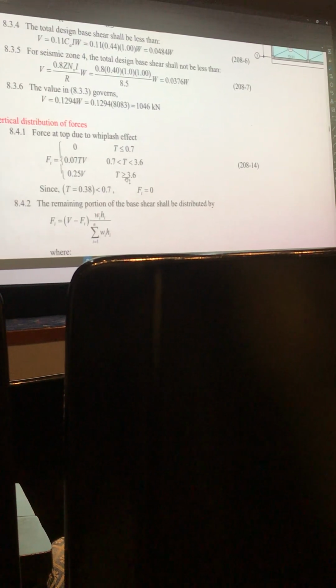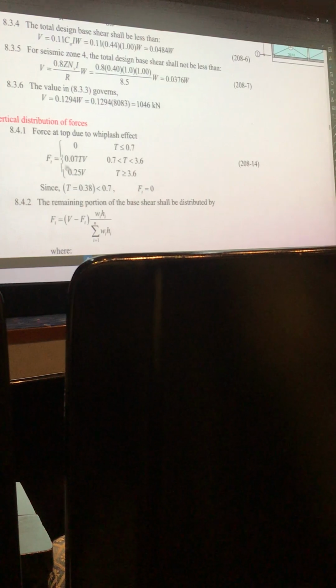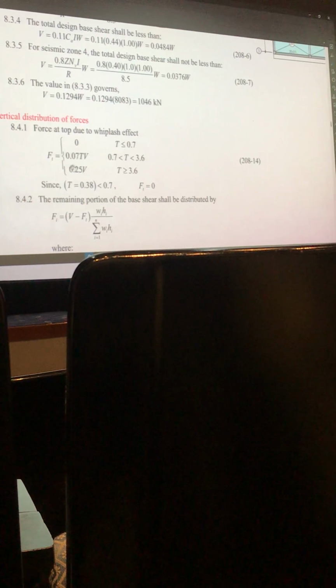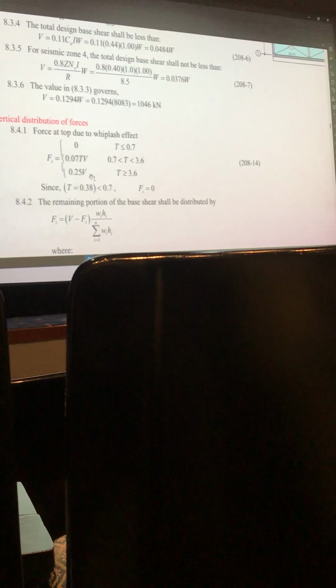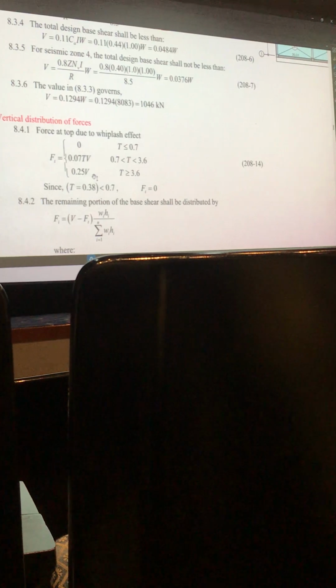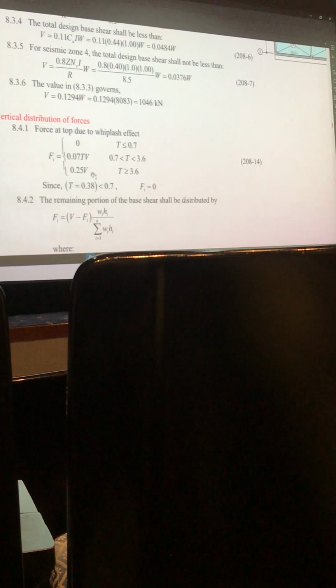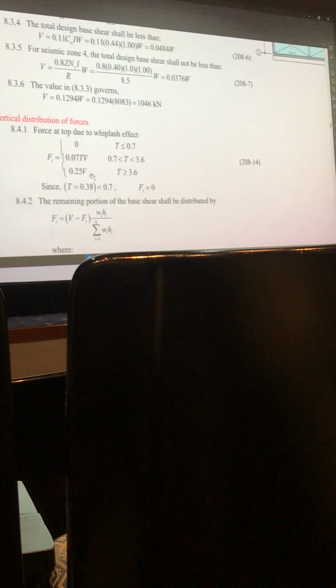So we can see that in very tall buildings, the force due to whiplash effect is significant, 0.25 of the base shear. So 25% of the base shear is applied at the roof deck level, and the rest will be distributed at the intermediate floors.